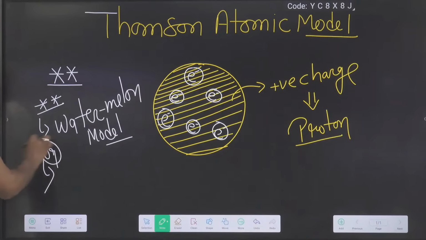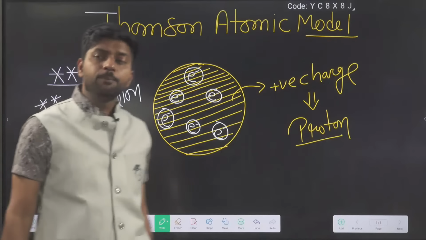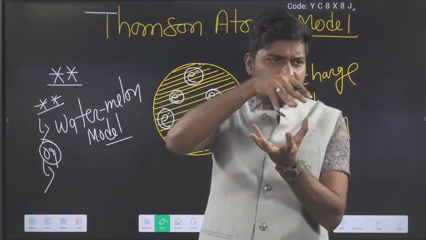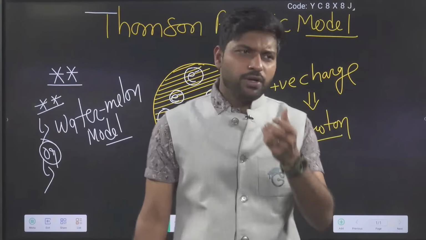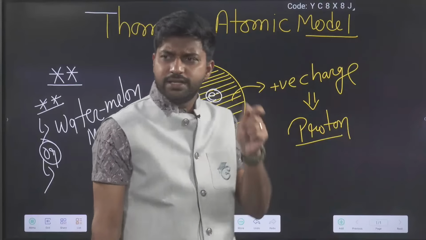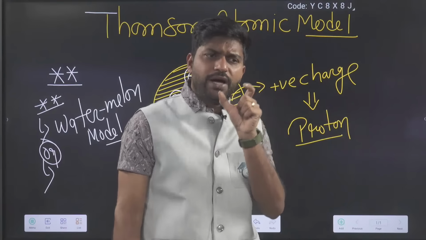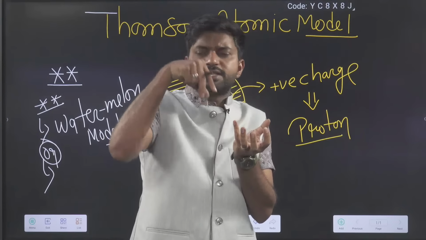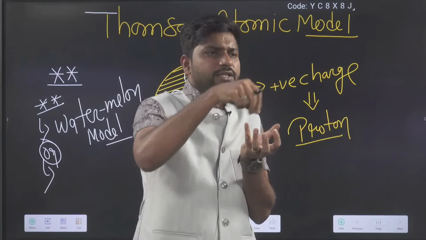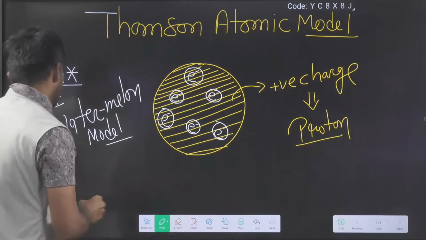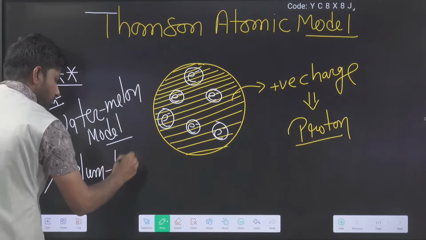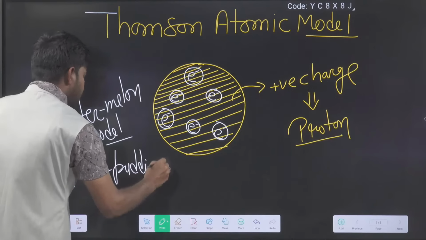It is also known as the plum pudding model. Plum pudding is a dish. If you search for this dish on Google, you will find that it is a type of cake, and in that cake a few small parts are embedded. So it is also known as the plum pudding model.